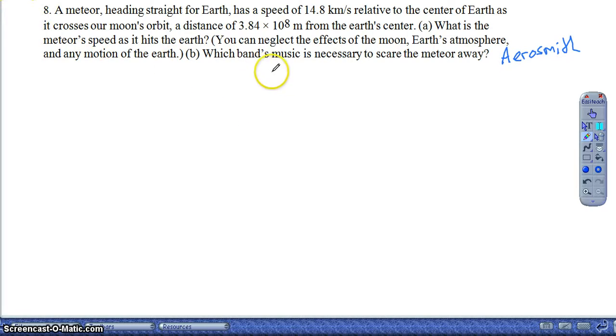But anyway, part A here is: what is the meteor speed as it hits the Earth? Hopefully this question actually isn't too bad. They tell us the meteor is heading straight for the Earth. It has a speed at the moon's location. So we've got our Earth, here's the moon, here's the meteor heading towards us, traveling with that speed at that distance away. The reason I say that hopefully this isn't too bad is if you boil it down to an energy equation, it really isn't a terribly difficult problem.